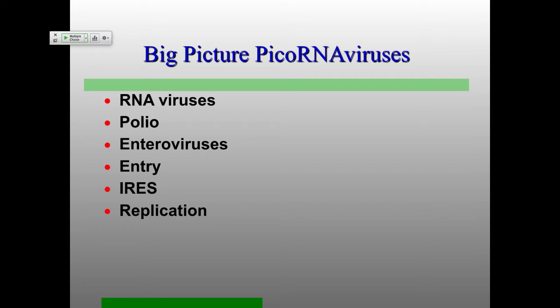On the other hand, the picornaviruses, I'm not sure how this happened, but most of the people who work on these things call them picornaviruses. Why? They're small RNA viruses, and I think they just wanted to have a cool-sounding name. So most of the time when people talk about them, they'll call them picornaviruses. I will call them picoRNA viruses because I think it's a lot easier to understand because they're small RNA viruses.